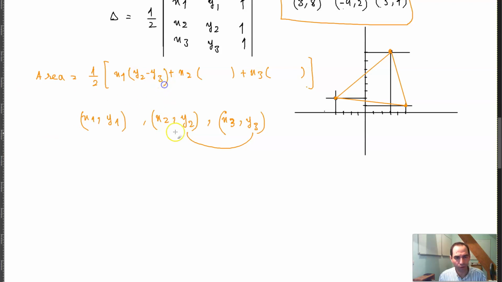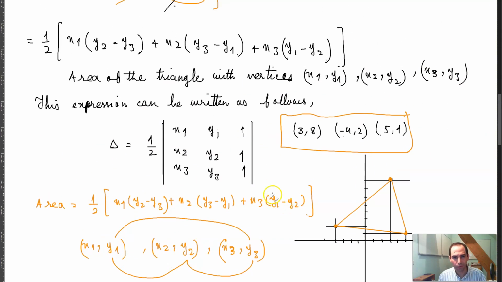y2 minus y3, and then you have to go in a circle, from this you will move to y1, so y3 minus y1, and then you have to complete the circle by going from y1 to y2, and then you have a complete circle, y1 minus y2, and that is now exactly the same as the formula that we had here, right?